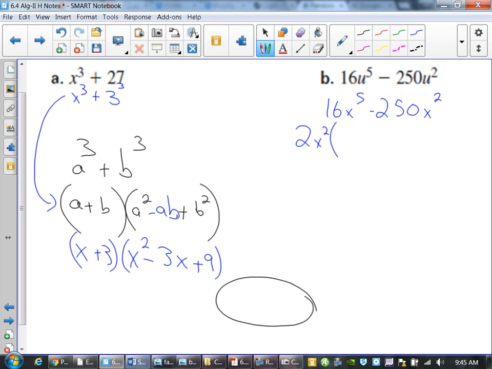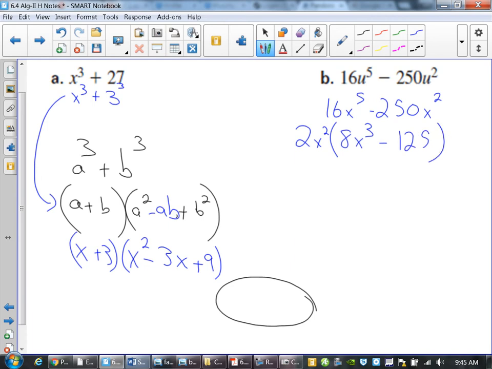What happens here is you get 2x squared as the GCF. You want to think 4 because you've got a 250 and all that, but if you go 4, 4 goes into 25 6 times with 1 left over. 4 doesn't go into 10, so you know that's not going to work. So you just take out the 2x squared. That leaves you 8x cubed minus 125.